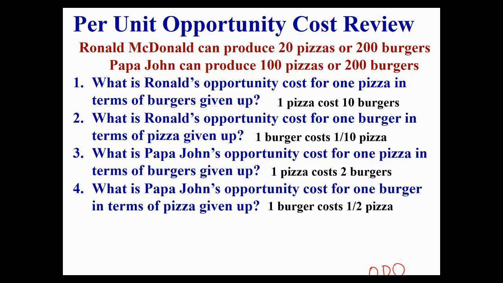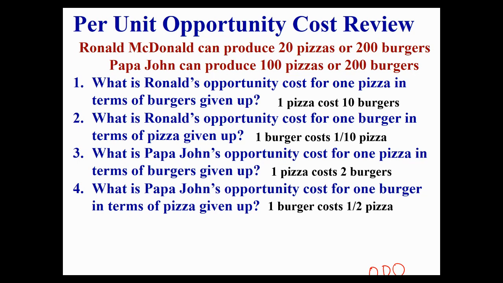Now, here is the thing. If we look at this and we are looking at, let's say, absolute advantage, who just makes more pizzas or has the ability to make more pizzas? Papa John's. He makes 100 pizzas to Ronald McDonald's 20 pizzas. When it comes to burgers, they both make 200. So neither one of them has an absolute advantage. They make the same. But let's look at comparative advantage. Who gives up the least? Who gives up the least?